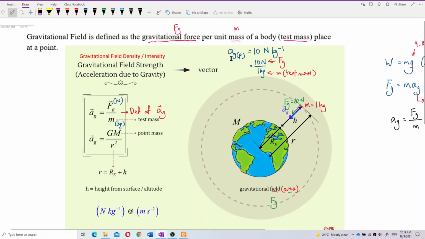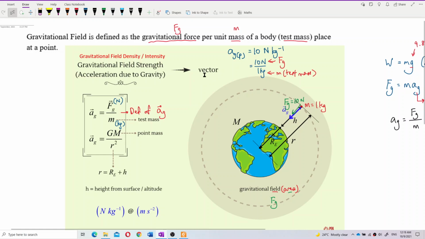So, gravitational field strength is like 10 Newton per kilogram. It is defined as the gravitational force per unit mass. Per unit mass means per 1 kilogram of test mass placed at a point. That means if I place 1 kilogram at that point, it will experience 10 Newton attractive force to the Earth. So that's why gravitational field strength is also a vector.